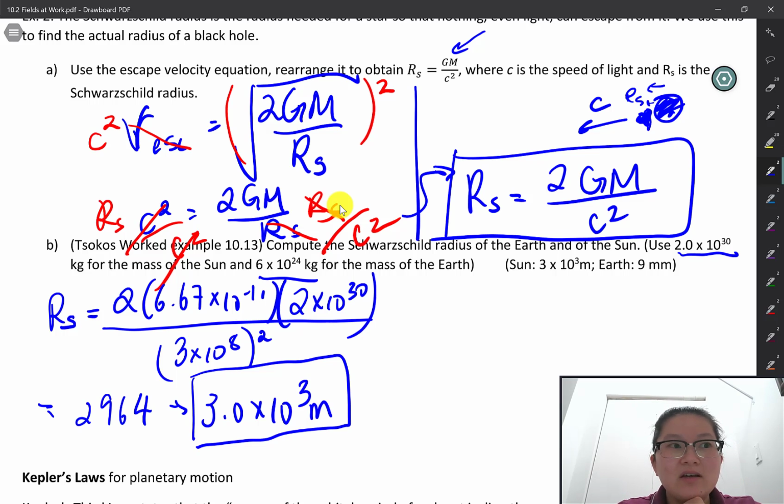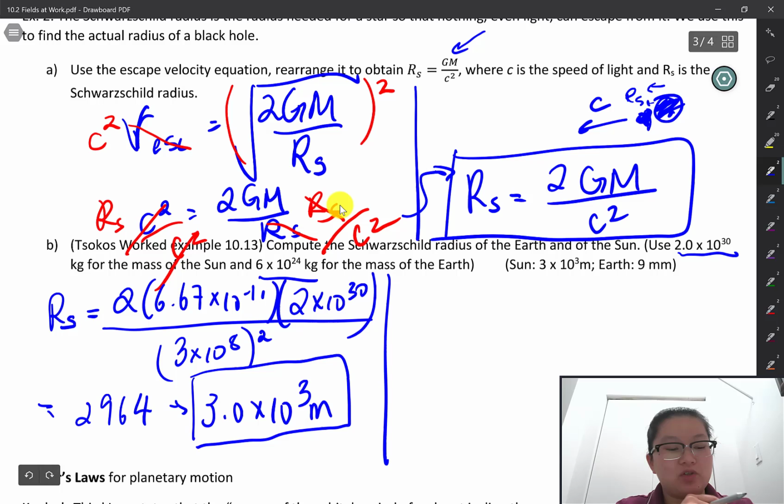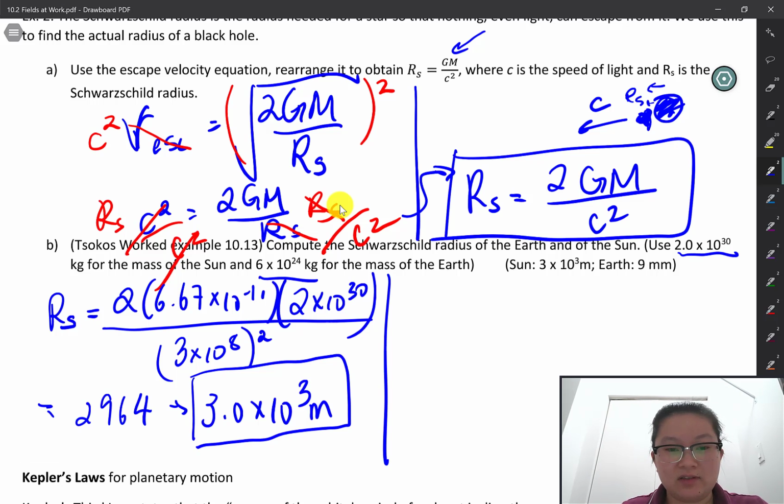So imagine the Sun has a diameter of 6 kilometers. That's how you would get the Sun to act like a black hole, which is not going to happen. Imagine you have to compress the Sun to that size. That's going to be very difficult.